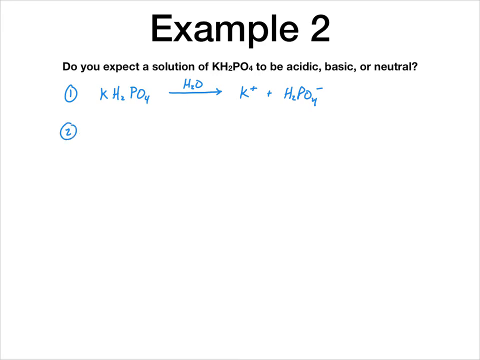For my second step, I look at how the cation reacts with water. There's no proton in the cation for it to be an acid, so I know that it has to just take the hydroxide. But KOH is a strong base, which means that my cation is a neutral ion.